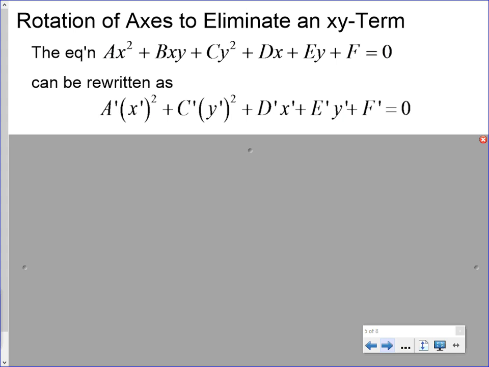If you wanted to complete the square, what would you do with the xy term? Does it go with the x's? Does it go with the y's? Can you use it to help you complete the square? It kind of just gets in the way. So this xy term is a real big problem for us, which means we're just going to find a way to get rid of it.